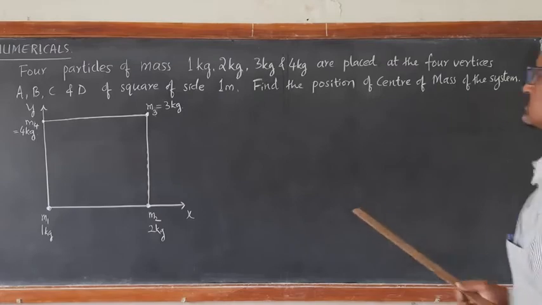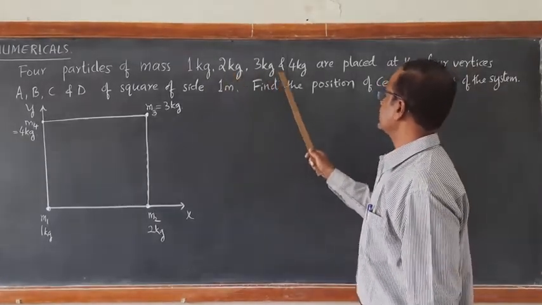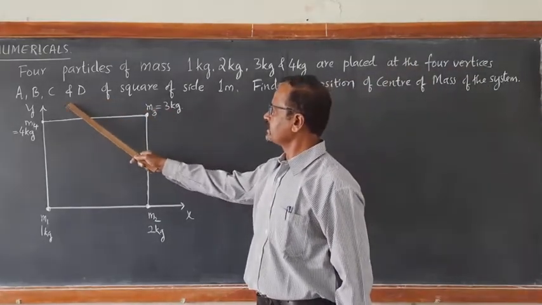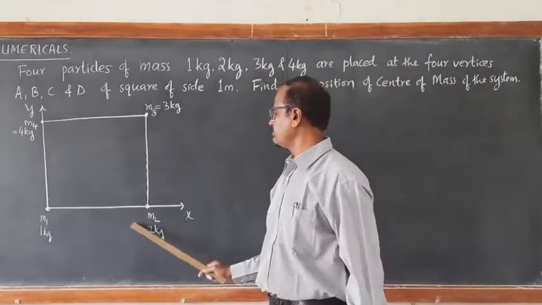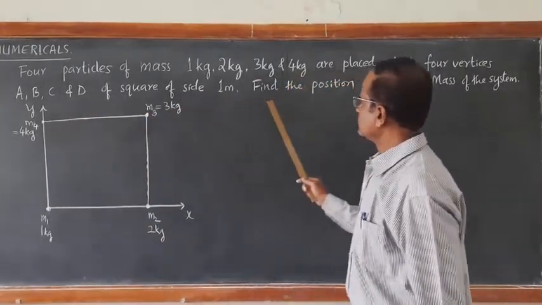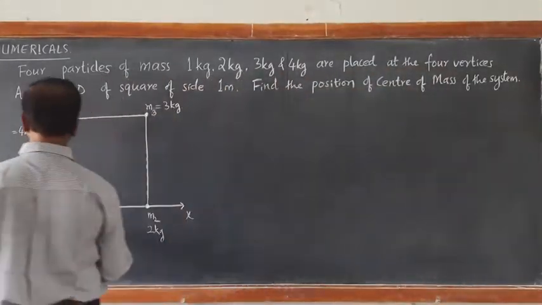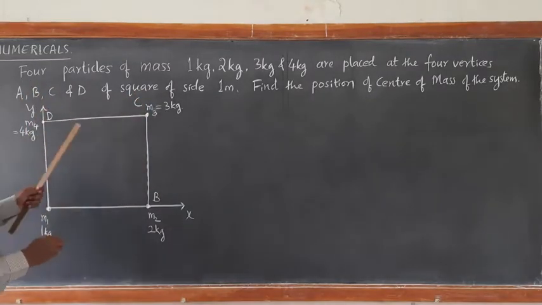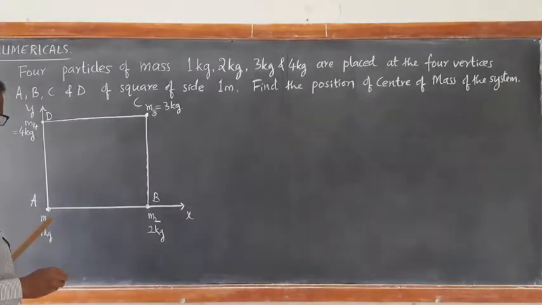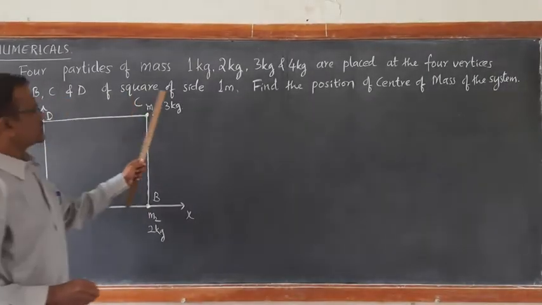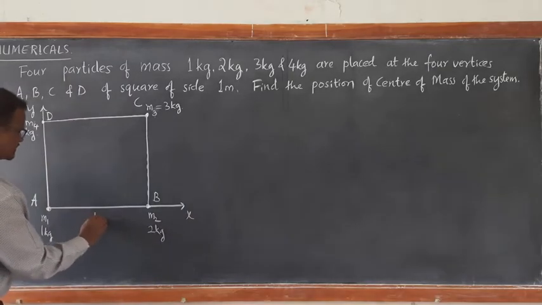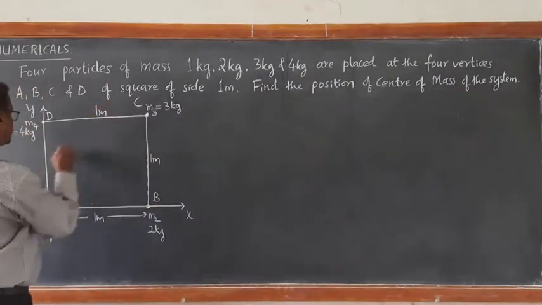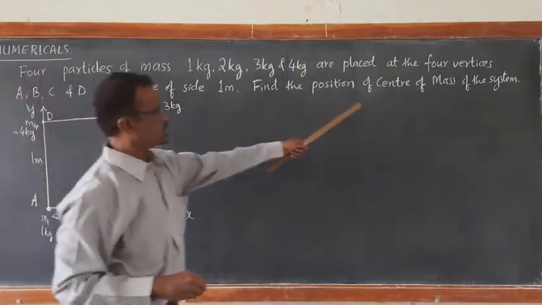4 particles of mass 1 kg, 2 kg, 3 kg and 4 kg are placed at the 4 vertices A, B, C, D respectively of a square of side 1 meter. You can take this as A, B, C, D. ABCD is the square. Along these vertices, these masses 1 kg, 2 kg, 3 kg and 4 kg are being kept, and the length of the side of this square is 1 meter. Find the position of center of mass.